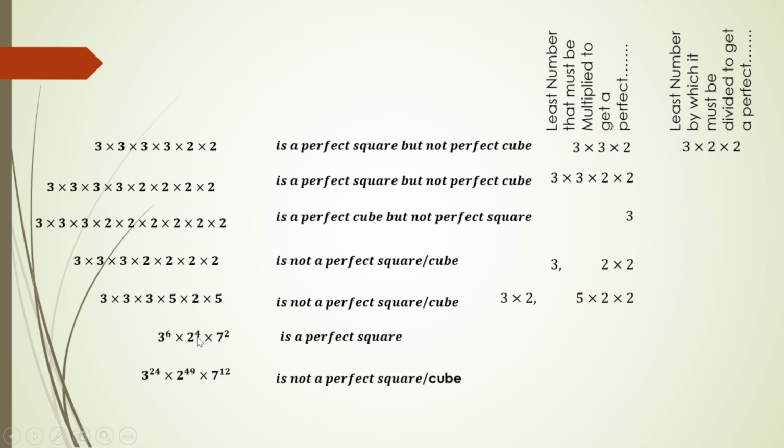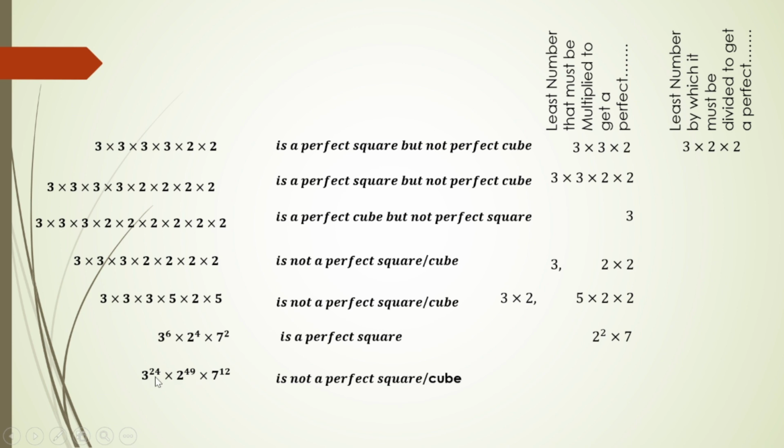2 raised to power 4 cannot be distributed into 3 groups to make it a perfect cube. So minimum what should this be? This must be 6 and this must be 3. So we must supply 2 more 2's and 1 7 to make it a perfect cube. It's not a perfect square, perfect cube, because of this 49.